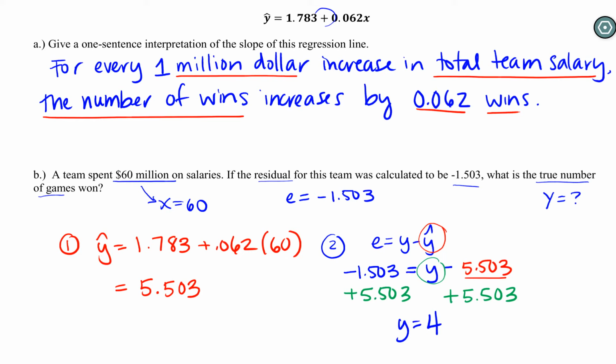And again, we need some units. This 4, this is the true number of games. This is wins or games won, whatever you want to write down, but give me some sort of units to tell me what the heck you just found out.